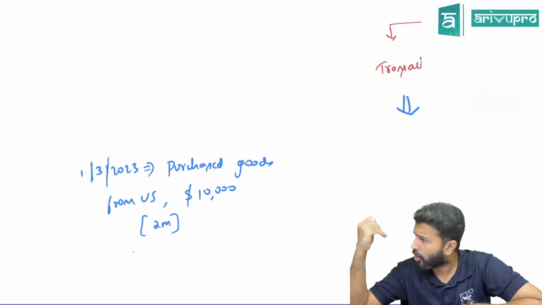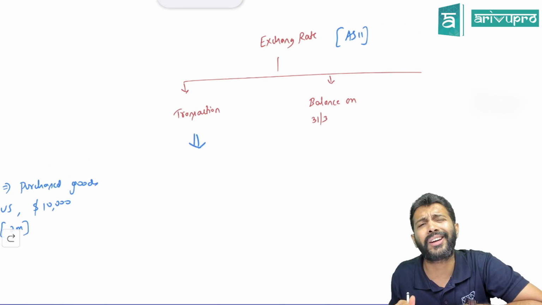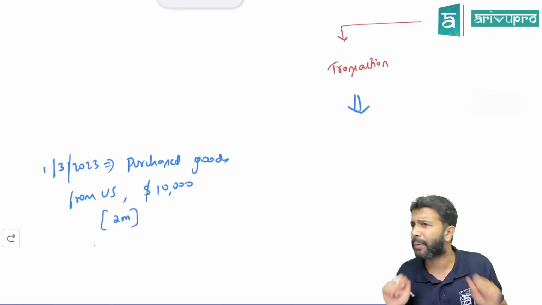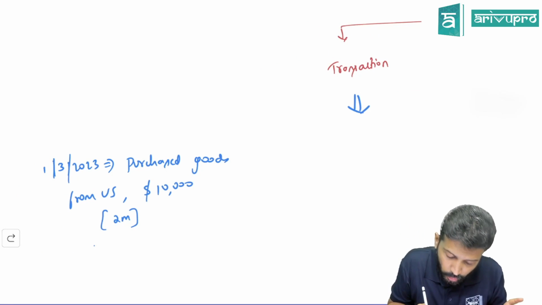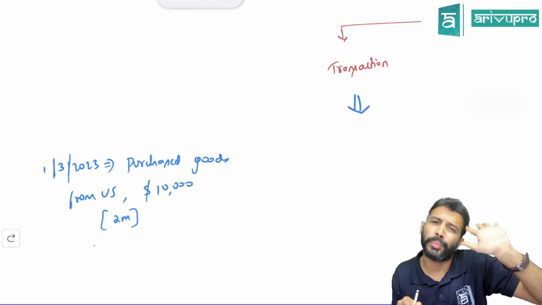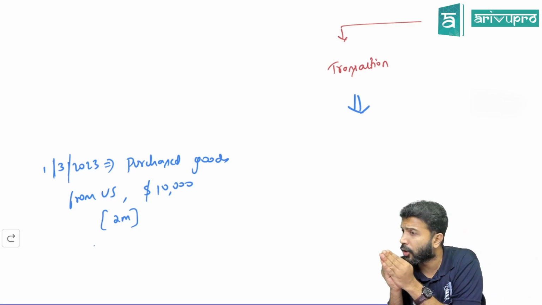Purchase account debit to creditors. Can I pass the journal entry purchase account debit to creditor $10,000 on 1st March? No, sir. In my books, can I pass the journal entry like that? No. Because the value is in dollars. I need to convert it into rupees. That means whatever is there in dollars, I need to convert it into rupees.